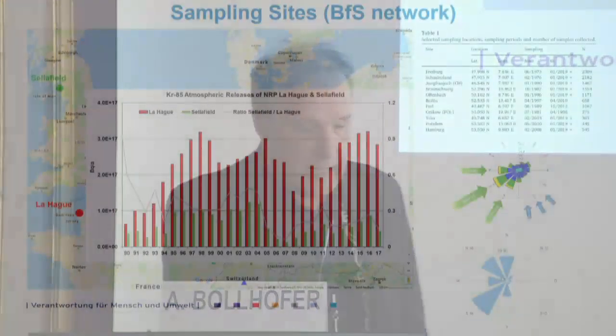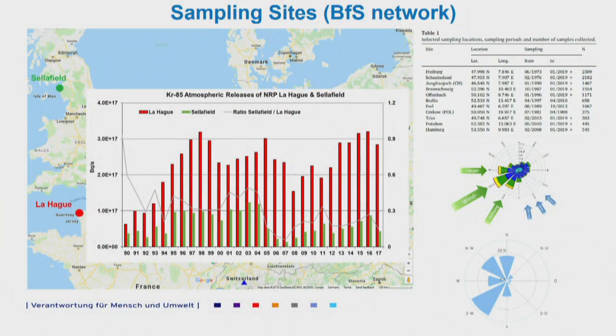This shows the annual releases of krypton-85 from La Hague and Sellafield, and the gray line indicates the ratio of the Sellafield emissions to the La Hague emissions. You can see that up until about 2004, the ratio between Sellafield and La Hague is approximately 0.5, and from 2005 onwards, the emissions from Sellafield dropped, and the ratio is only about 0.2 to 0.25.